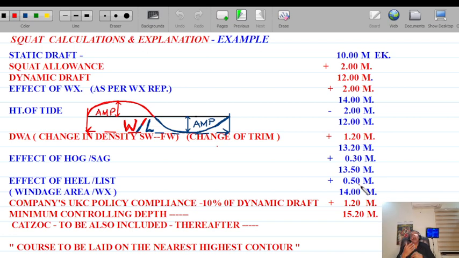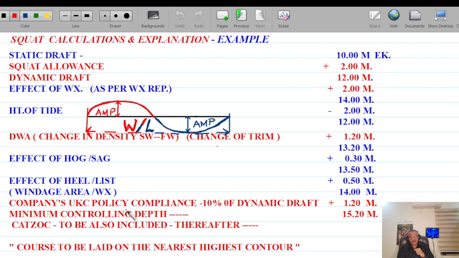This is again to explain to you that the effect of heel and list both together can affect your UKC. And that's the reason I mentioned windage area and the weather conditions. That is, if you're taking the wind broad on the vessel, the effect of heel will increase, and list is because of the unequal distribution of the weights on board the vessel.